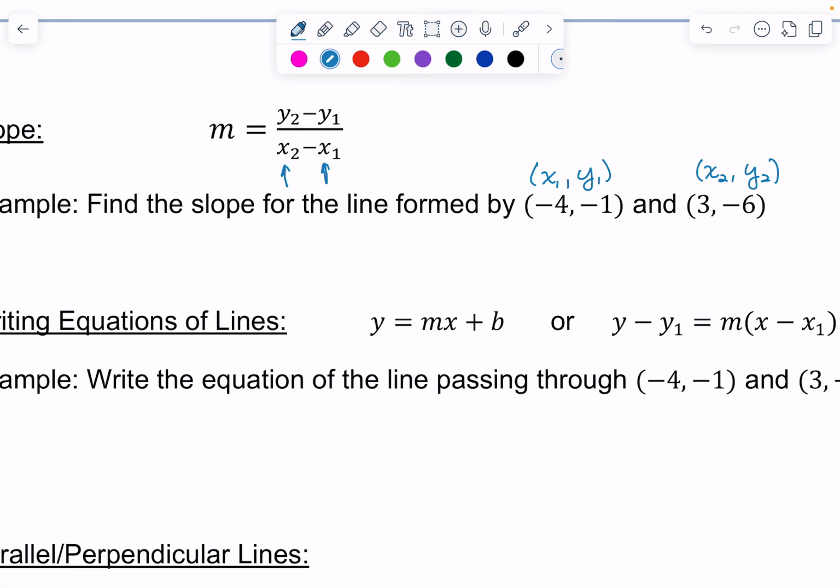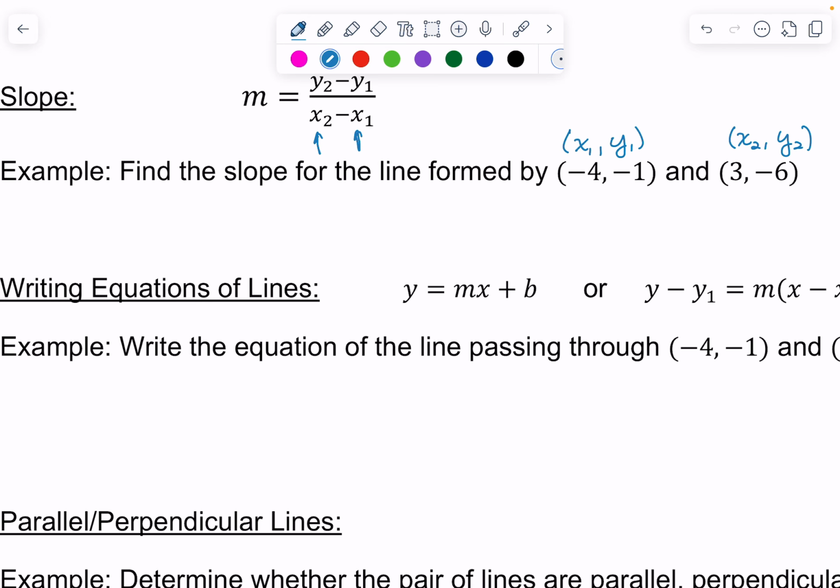All right, so I'm looking for the slope of the line formed by the points -4, -1, and 3, -6. So what we're going to do is say m is equal to, you'll see me write it as delta y over delta x sometimes. It just means change in y over change in x. y2 minus y1 over x2 minus x1. So subbing in, my y2 is a -6 minus, here a -1, be careful. My x2 is a 3 minus a -4.